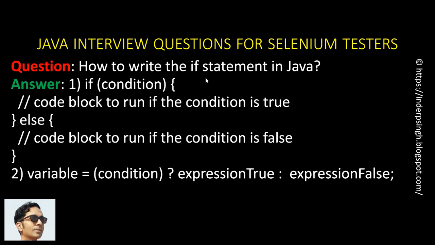Now Java interview questions for Selenium testers. How to write the if statement in Java? In Java the syntax is if followed by a condition in brackets, then there is the if block. This is the code block to run if the condition is true. Else, the else block. This is the code block to run if the condition is false.